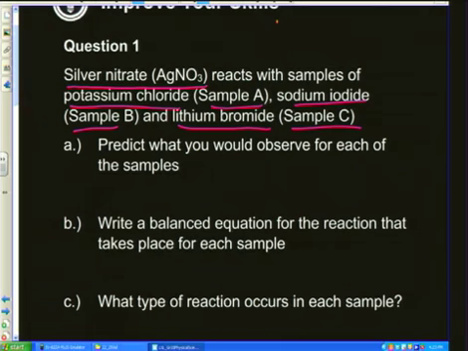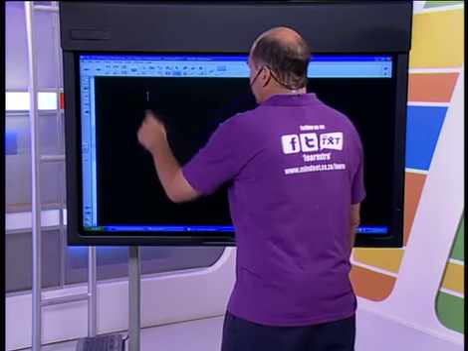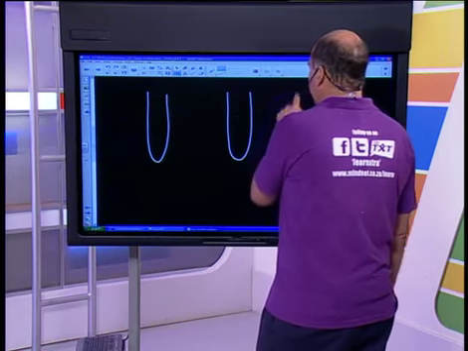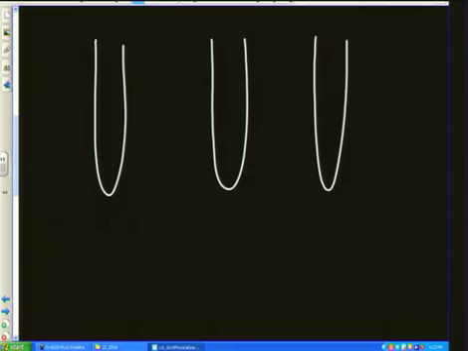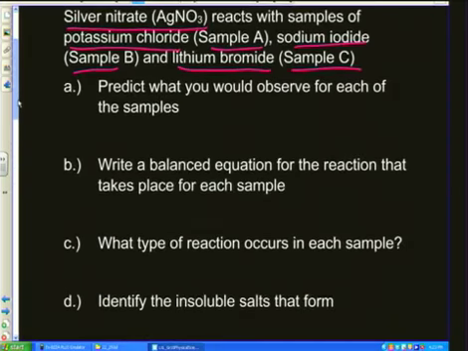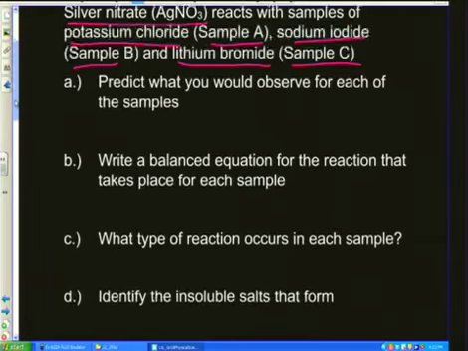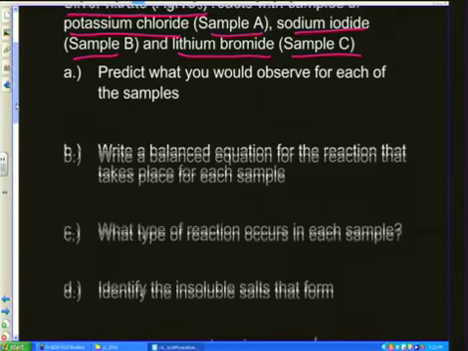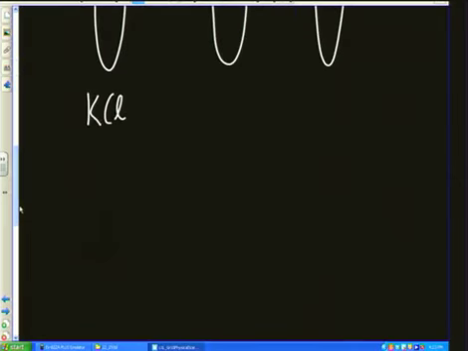So guys, here we've got 3 test tubes. If I had to draw them, let's make some space here and let's get some pictures going. So here we've got sample A, sample B, sample C. Now remember what they told us was that the first one, sample A, was potassium chloride. So I'm going to put down KCl. And then this next one was B, sodium iodide, and the last one was lithium bromide.